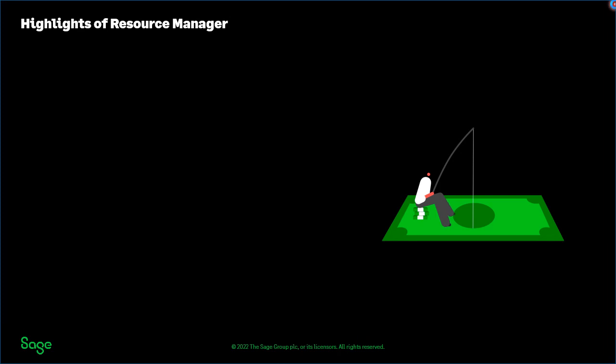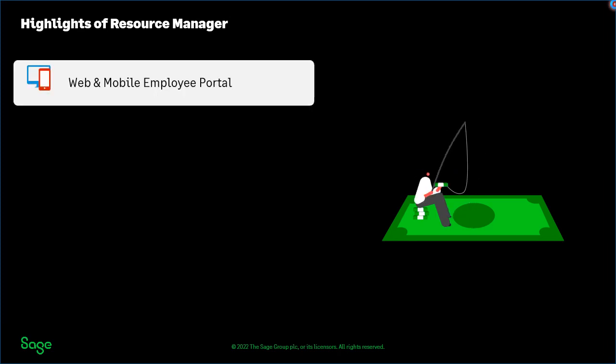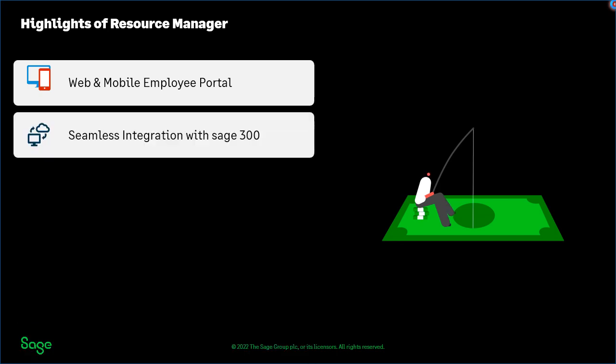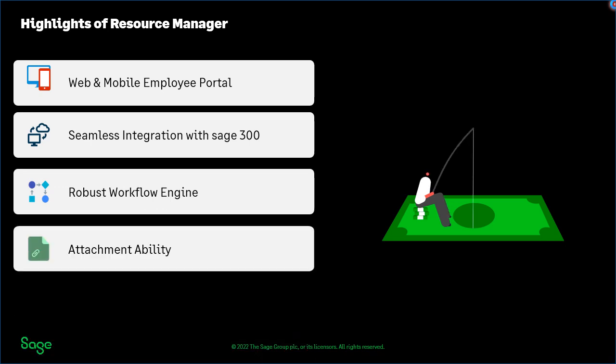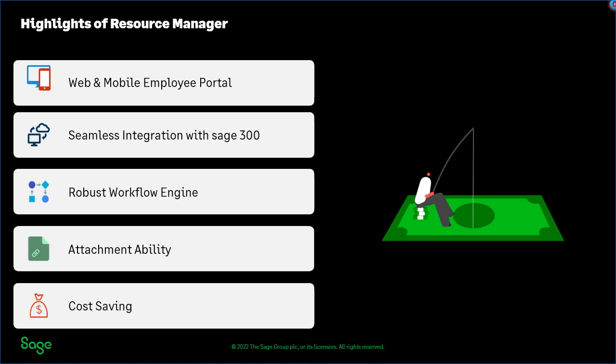So based on the information I shared with you, we can see the highlights that Norming Resource Manager, NRM, provides, right? First of all, it is a web-based and mobile-based employee portal, so you can use a web browser or mobile devices to access the employee portal at any time, anywhere. It provides seamless integration with CT300, which means you have a single database, easy to maintain. You do not need to do data synchronization to copy data between 2 databases. That is very easy and time saving. Also, we provide a very robust and powerful workflow engine, and attachment ability is quite important for nowadays daily work. It's cost saving. Talk to your partners, you can get to know the cost of this solution.